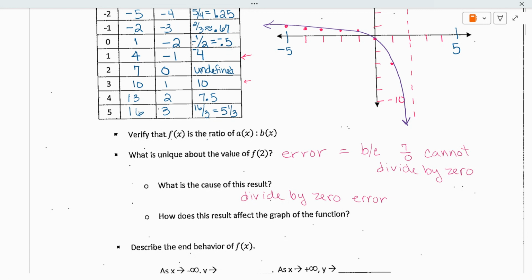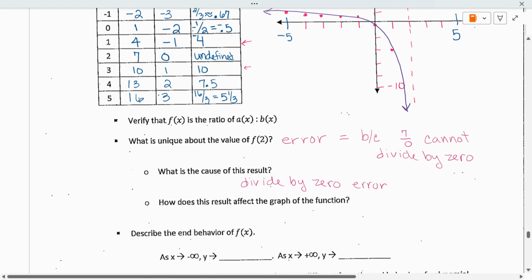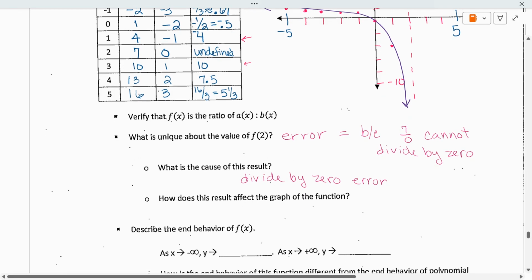All right. How does this result affect the graph of the function? Well, first of all, it creates a vertical asymptote.